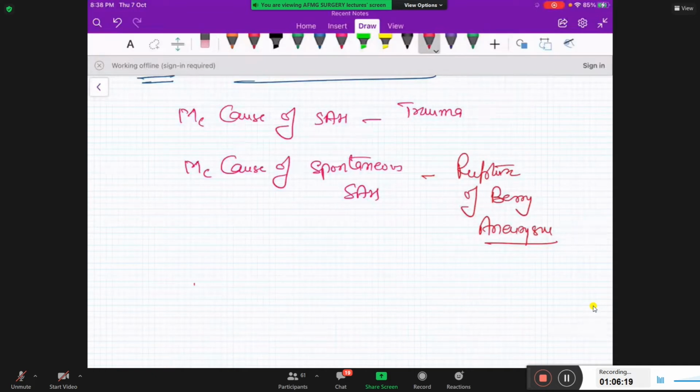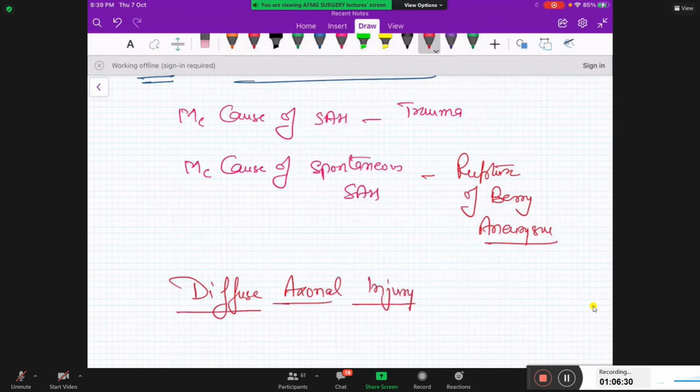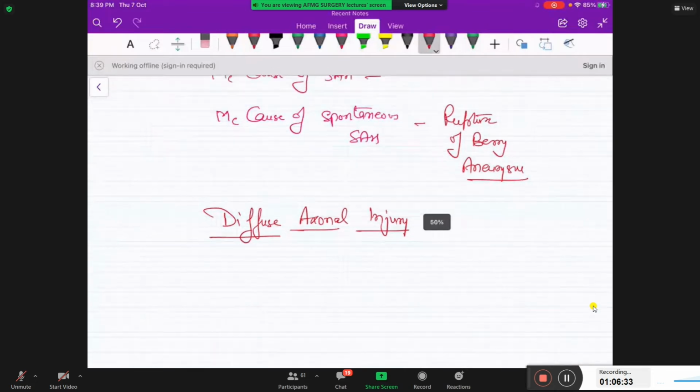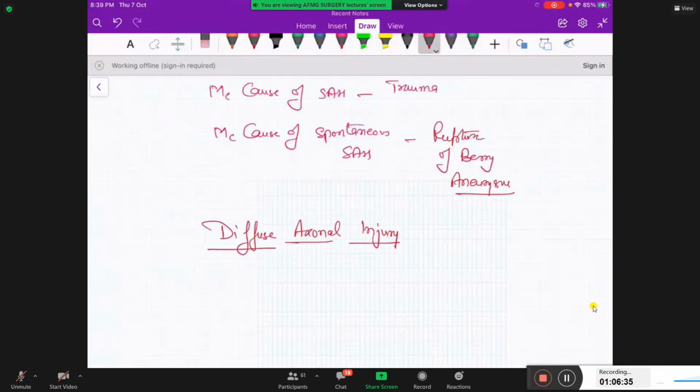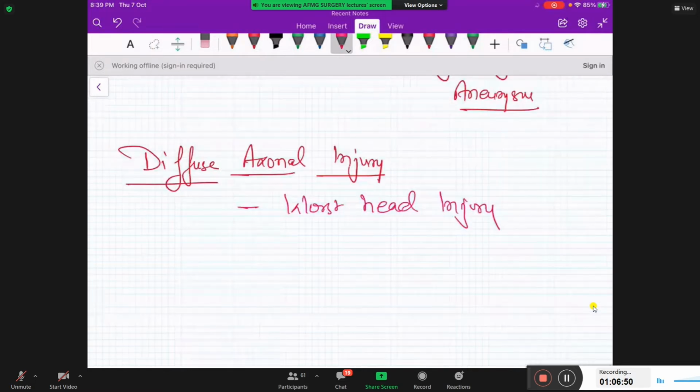Then there is something called diffuse axonal injury. Diffuse axonal injury is the worst head injury. If a question is asked, which of the following head injuries is the worst head injury? Sir, diffuse. And this is something very, very important for you to know.